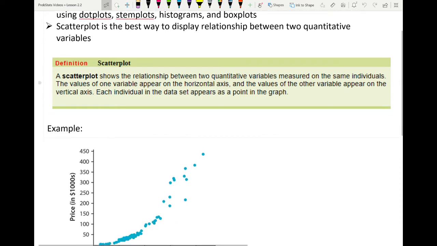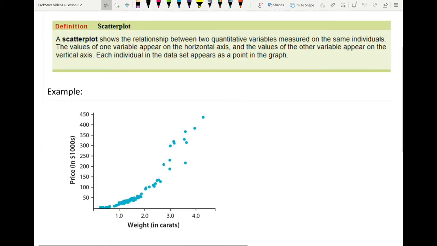So the scatter plot shows a relationship between two quantitative variables measured on the same individuals. So usually the values of one variable appear on the horizontal axis, and then the other variable appears on the y-axis. And the actual data points appear as points on the graph.